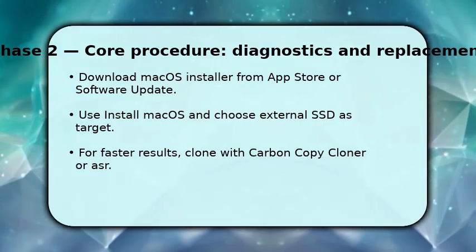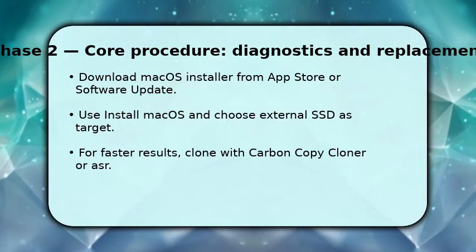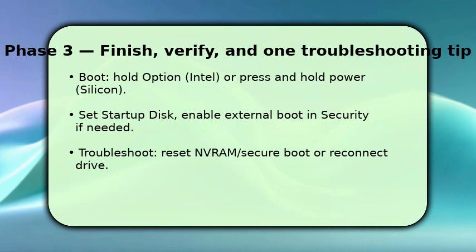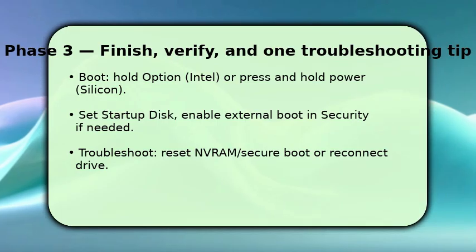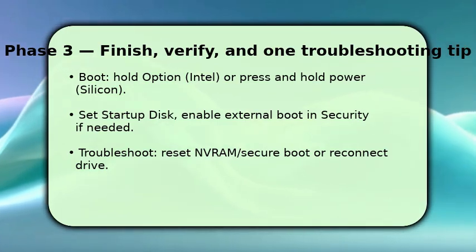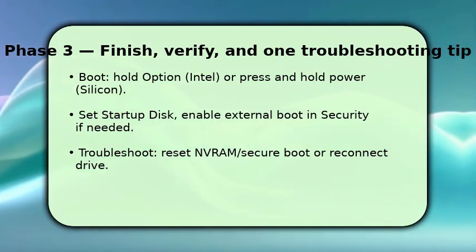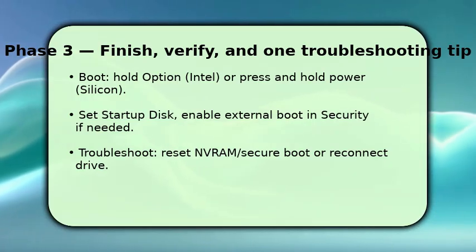On Intel, hold Option at boot. On Apple Silicon, press and hold the power button until startup options appear, then select the SSD. Once booted, open System Settings > Startup Disk and choose the external drive to make it persistent.